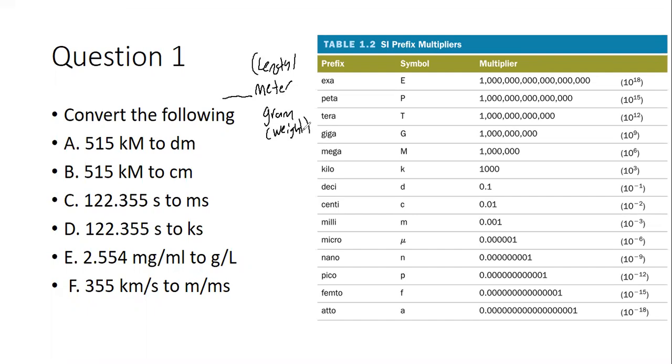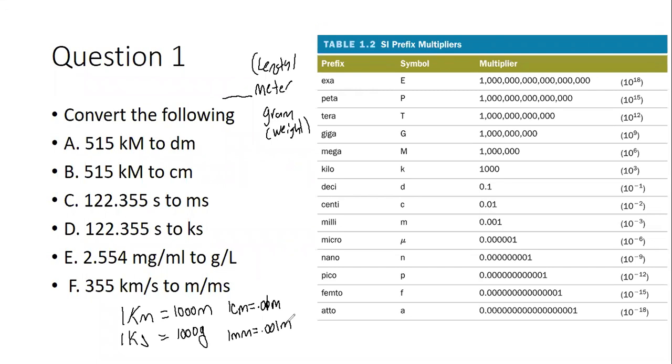What I mean by that is, if I say I have 1 kilometer, that is 1,000 meters. Or 1 kilogram is 1,000 grams. 1 centimeter is 0.01 meters. 1 millimeter is 0.001 meter. So you can see, by putting the prefix in front of our unit, we're changing the amount of that unit.